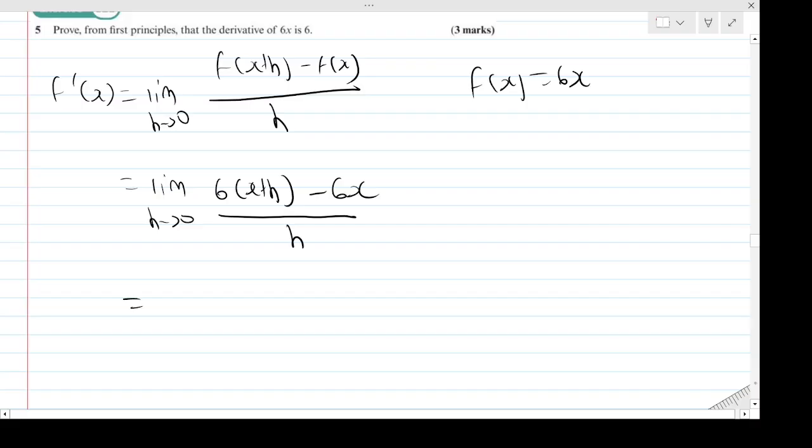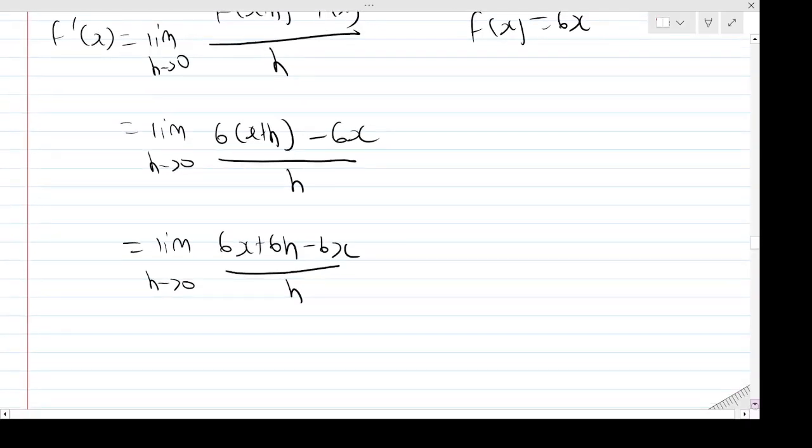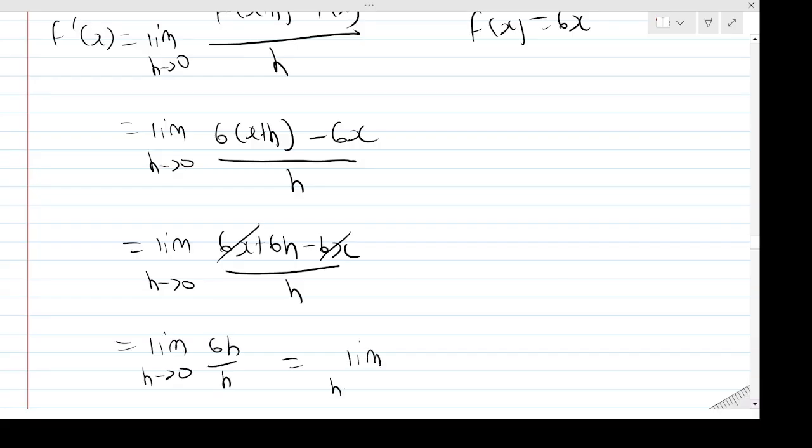Okay. But then I can expand this bracket, right? So lim as h tends to 0 of 6x add 6h minus 6x all over h. And so then I can cancel out the 6x's here, right? So I'm left with lim as h tends to 0 of 6h over h. But then the h's cancel, right? So I'm left with lim as h tends to 0 of 6. Well, actually then there's no h, so in actuality h is gone, so it's just 6, okay, as a result.